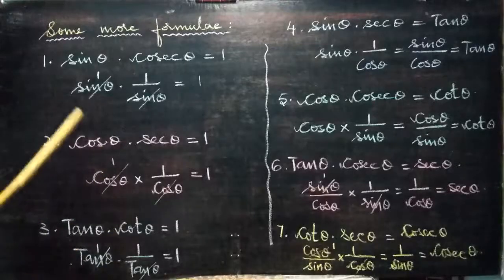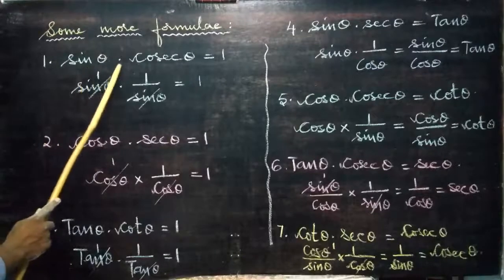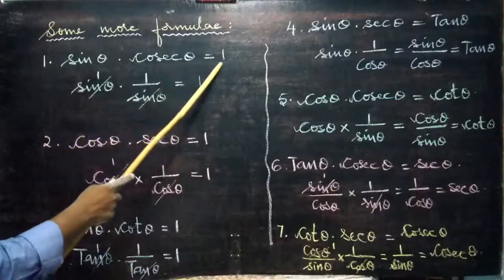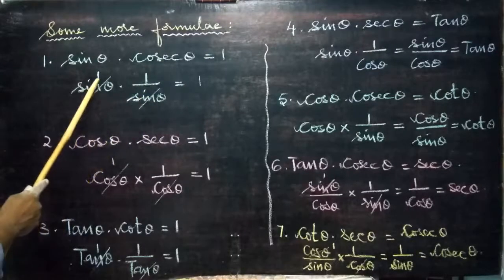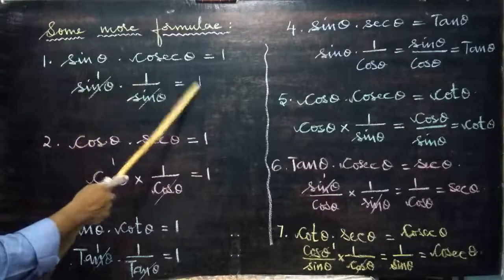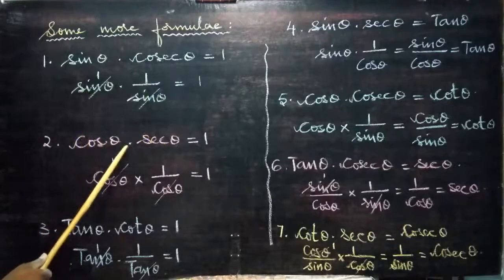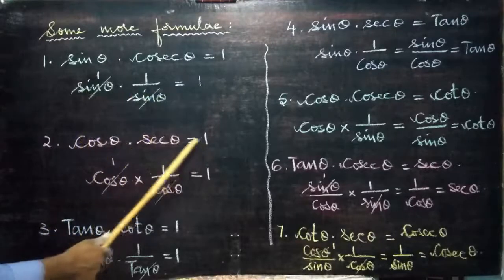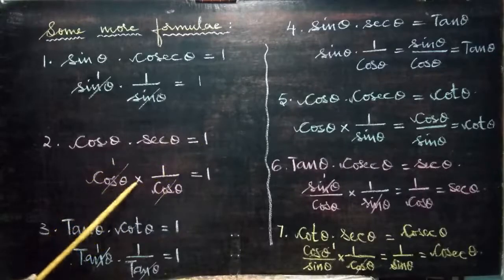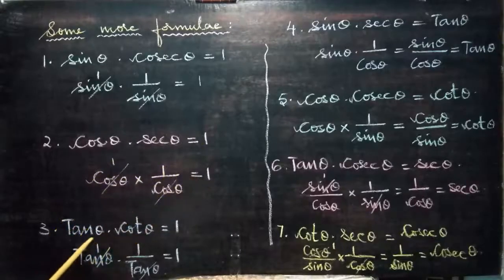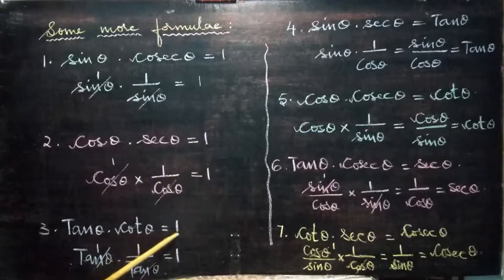Some more formulae. Sin theta into cosecant theta is equal to 1. How? Cosecant we can write as 1 by sin. Sin goes into sin one time. 1 ones are 1. The same way, cos theta into secant theta is equal to 1. Secant we can write as 1 by cos. Cos goes into cos one time. 1 ones are 1. Tan theta into cot theta is equal to 1. Cot we can write as 1 by tan. Tan theta goes one time. 1 ones are 1.